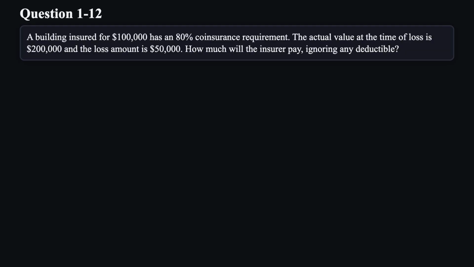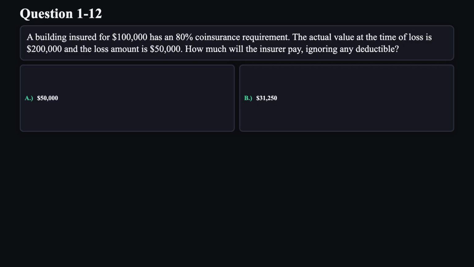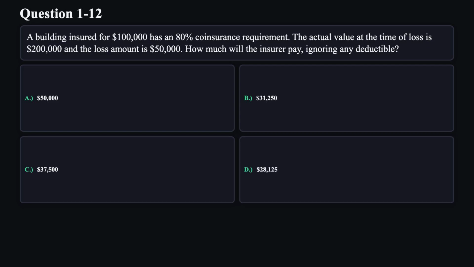Question 12. A building insured for $100,000 has an 80% coinsurance requirement. The actual value at the time of loss is $200,000 and the loss amount is $50,000. How much will the insurer pay, ignoring any deductible? A. $50,000. B. $31,250. C. $37,500. D. $28,125.